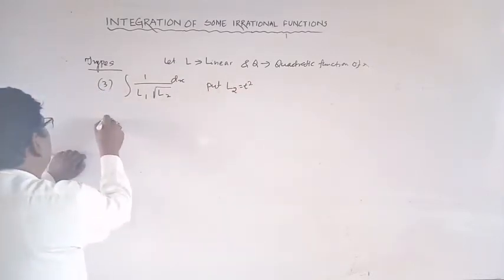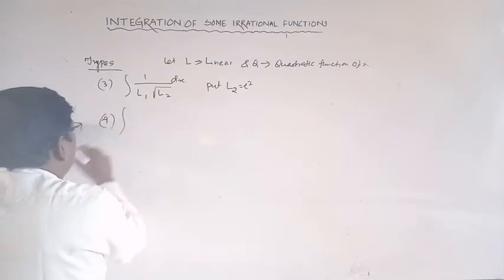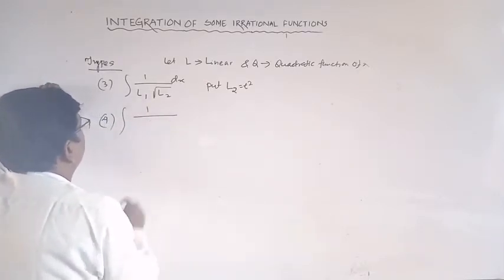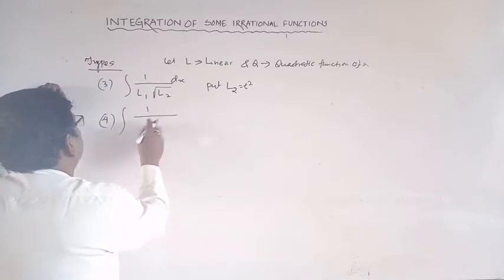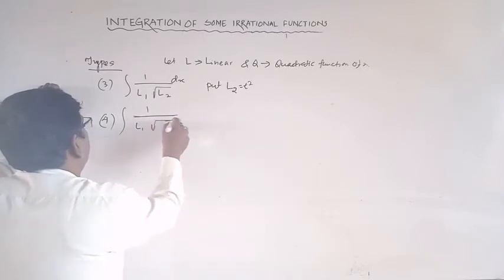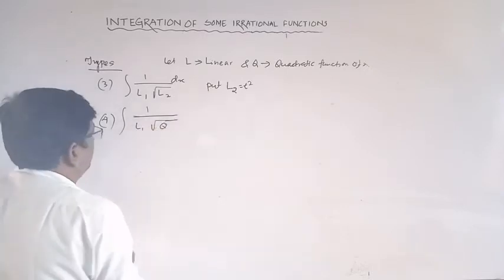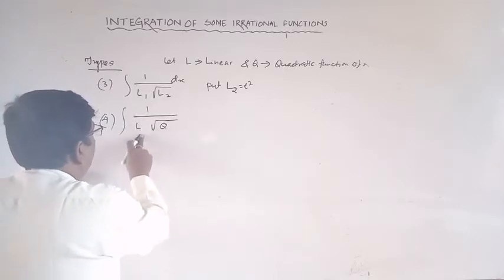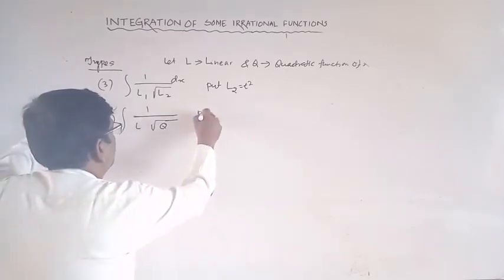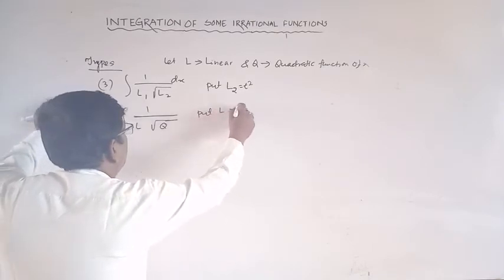Number 4, integration of 1 by L1 root over quadratic Q. L means linear, Q means quadratic. Put L is equal to 1 by t.